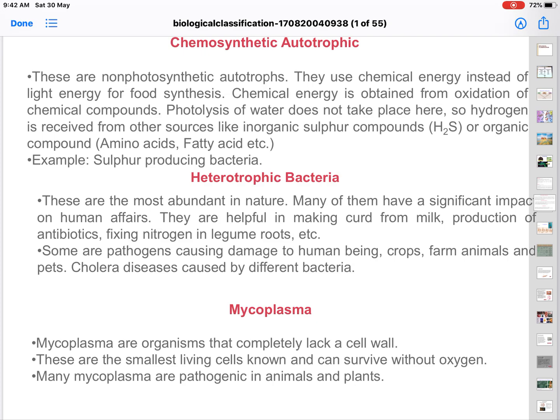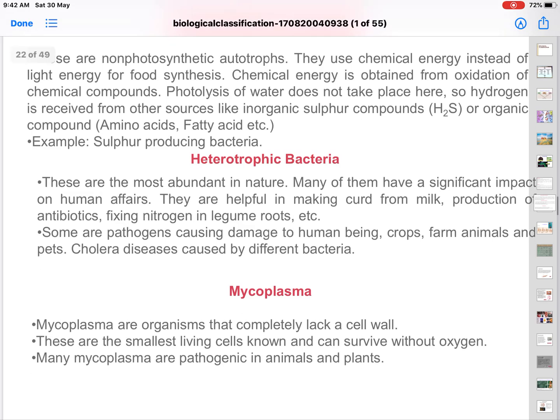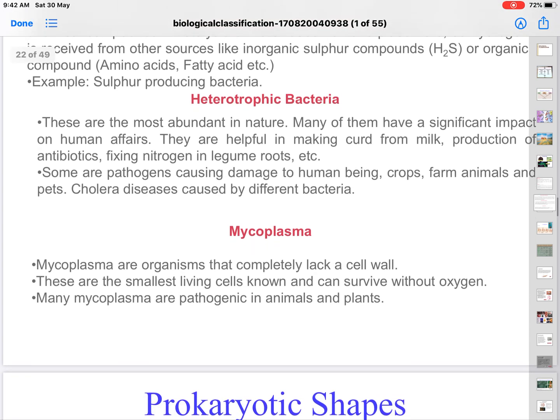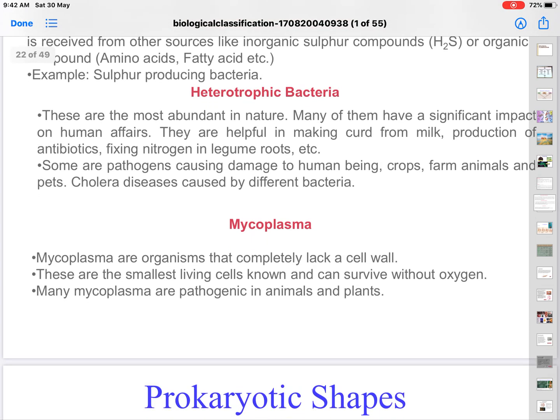So photolysis, what is photolysis? Photo, light; lysis, breaking of water with the help of photons, light. So hydrogen is received from other sources like inorganic sulfur compounds, H2S, or organic compounds, amino acids, fatty acids, etc. Example, sulfur producing bacteria.